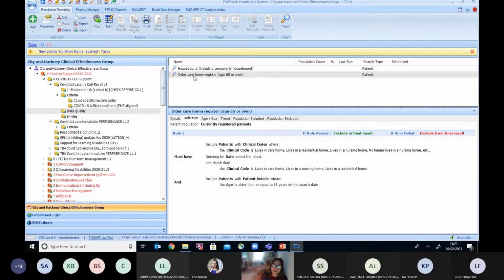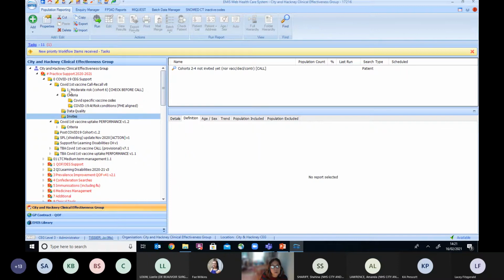That will then exclude them from that group, and then they'll be included in one of the other groups. The last folder in this little section is to do with invitations. If you ran that, you'd be able to see your cohorts from 2 to 4 who have not been coded as being invited yet. You may well have invited them, but they haven't been coded. And I'll show you, we've got a template to help you with that.